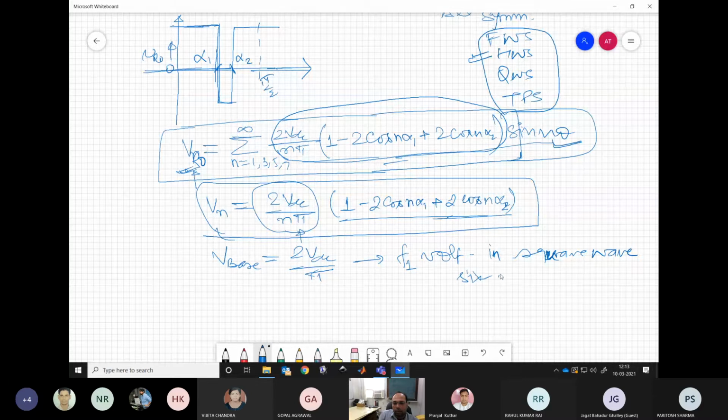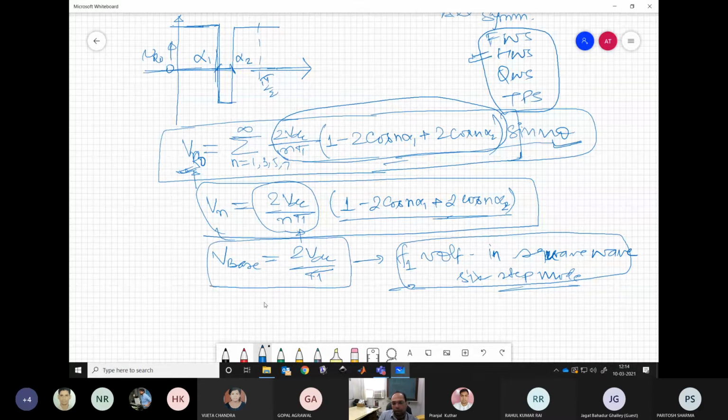Or 6-step mode. This is the highest voltage that we can have in any PWM converter. So the fundamental voltage limit is this. We cannot have more than the square wave. So that is, we have maximized. We are not reducing anywhere any component of the voltage.